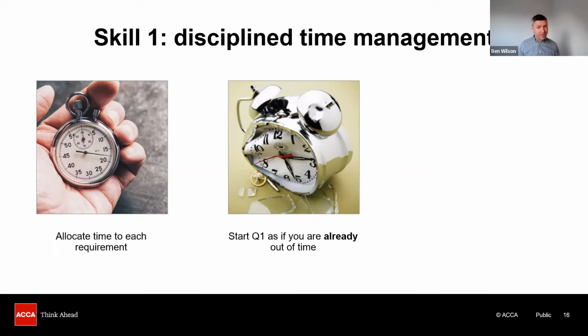So my advice to you, wherever you start this exam paper, is you have to attack the first part as if you are already running out of time.